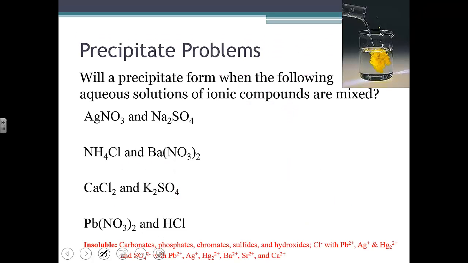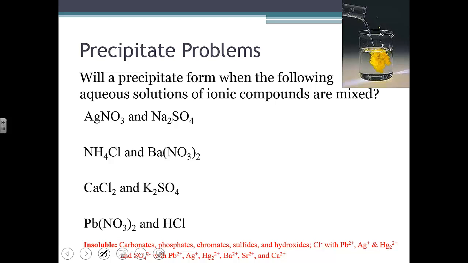Now, in terms of will a precipitate form when you mix aqueous solutions of ionic compounds, what you have to do is look at what products would form and look at what's insoluble and see if either of the products being formed would be insoluble in water. So the first thing we're looking at is when silver nitrate and sodium sulfate solutions are mixed together, are we going to get something that is insoluble?